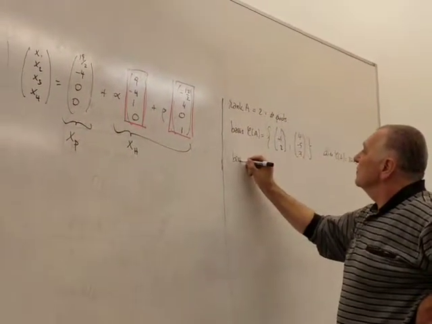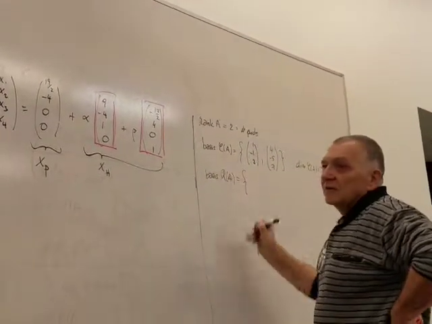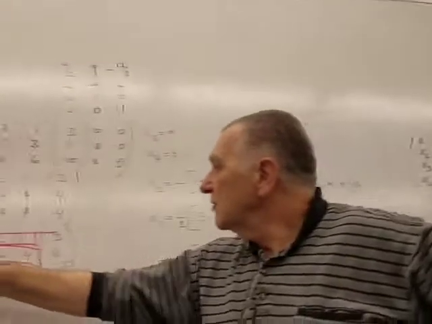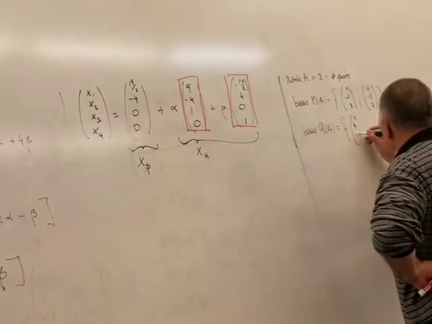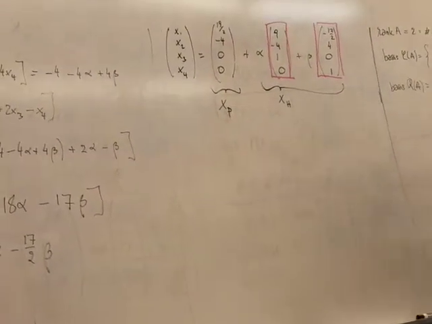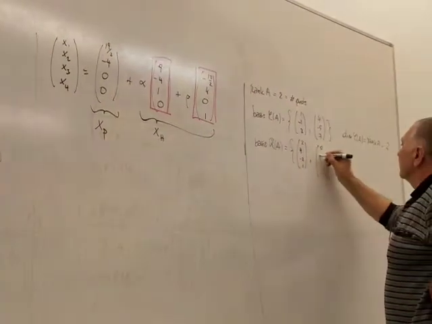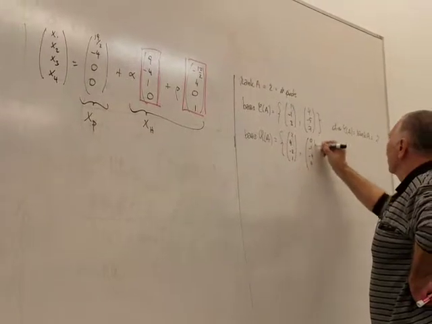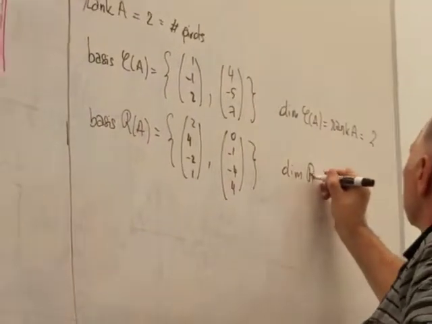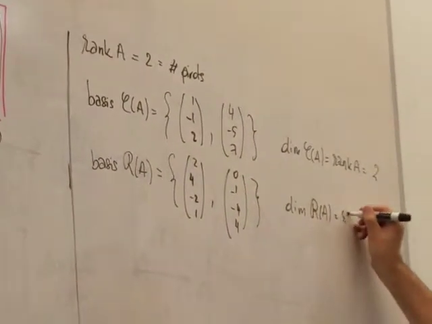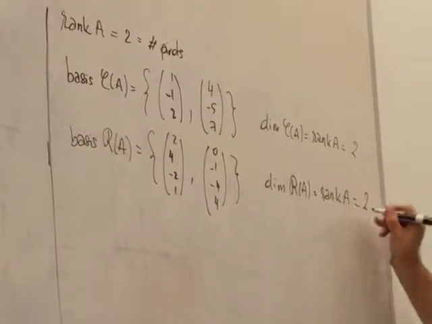The basis for the row space of A, these I picked from the rows over here. 2, 4, minus 2, 1. And 0, minus 1, minus 4, 4. The dimension of the row space of A is the rank of A. The number of pivots is the number of vectors we have here, is 2.